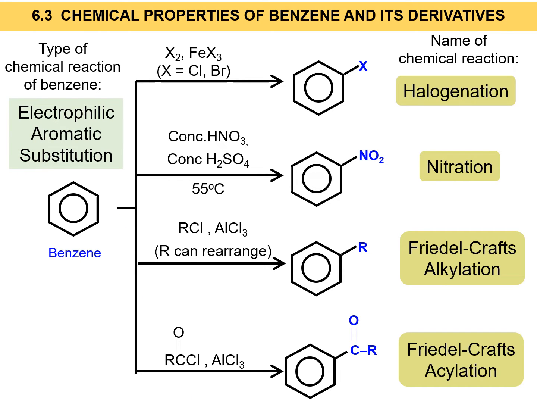Okay, substitution ni adalah di mana kita akan substitute mana-mana hydrogen dekat benzene ring ni, okay, bersama electrophile. Okay, basically chemical reaction of benzene ni ada 4 sahaja, di mana dia ada nama-nama dia yang tersendirilah. For example, the first one, the name of chemical reaction adalah halogenation, di mana benzene ni dia buat electrophilic aromatic substitution dengan reagent halogen dengan acid catalyst.